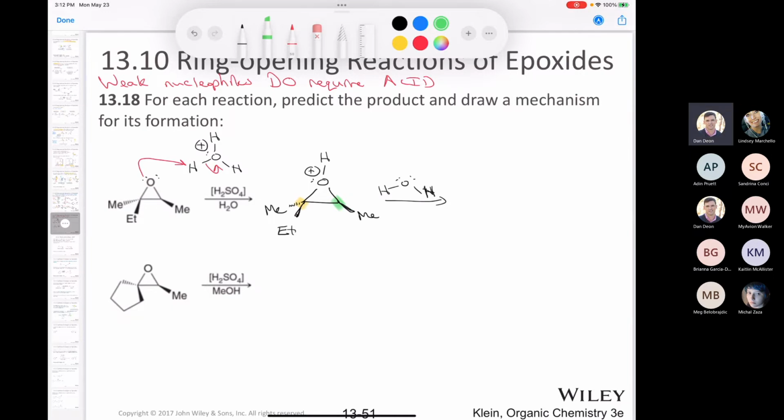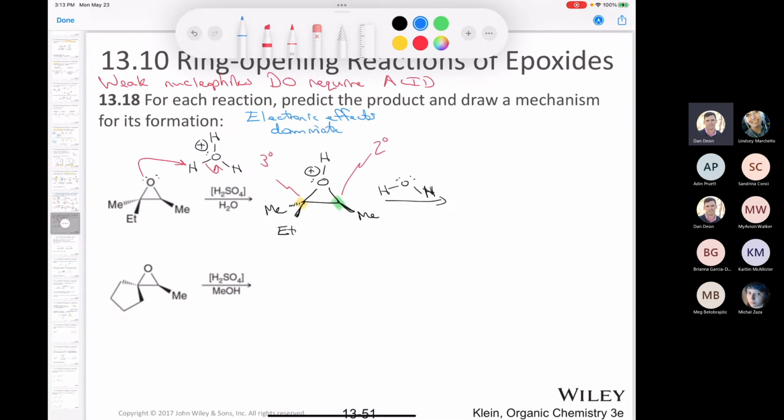Keep in mind that this carbon is a tertiary carbon, and this carbon is a secondary carbon. The tertiary is more hindered, but which one would undergo nucleophilic attack? Does anybody have an idea? Yeah, it's going to be the yellow one. Thanks, Brianna. Why? Because electronic effects dominate. So I'll write down here, electronic effects dominate.